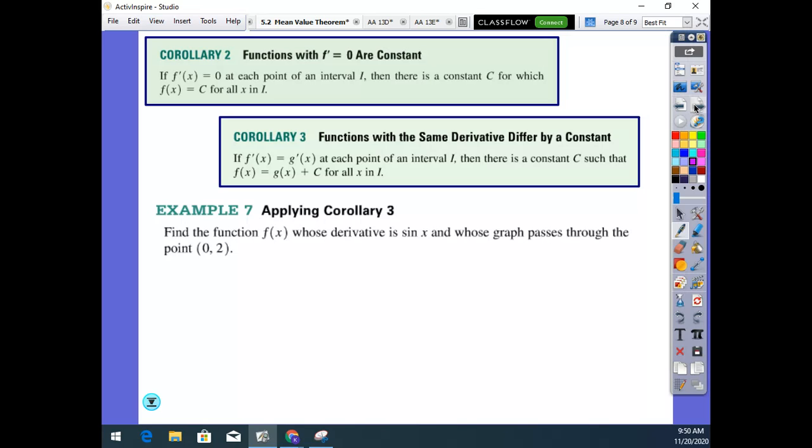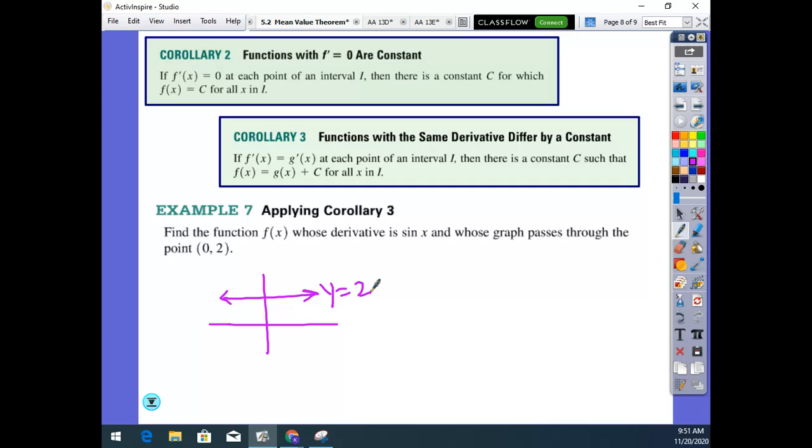This is actually starting to get us ready for our antiderivatives, so going backwards from the derivative to the original. It's just saying if a derivative is equal to 0, let's think about this. If we have a 0 derivative, that means there's a 0 slope. All right, so that's just saying that this had to have been a constant, like y equals 2.